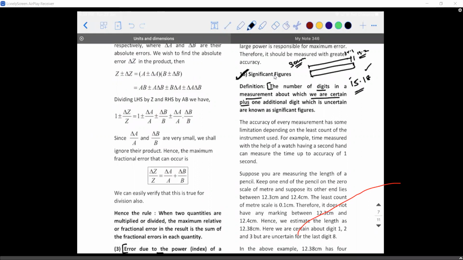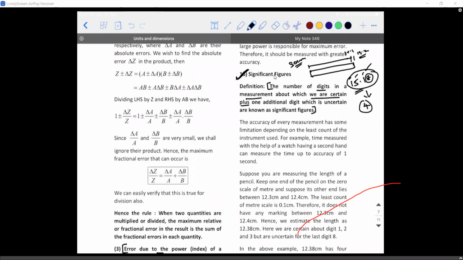What are the certain values? 15.1 is certain. We are 100% sure that it is somewhere between 15.1 and 15.2. But the uncertain number that you have is 8. So plus one additional digit, which is uncertain, is what is called a significant figure. So this particular measurement has 4 significant figures. Okay. Are you able to understand?